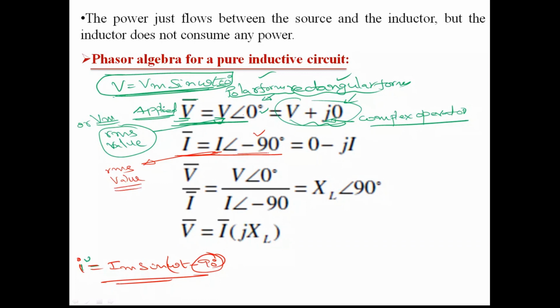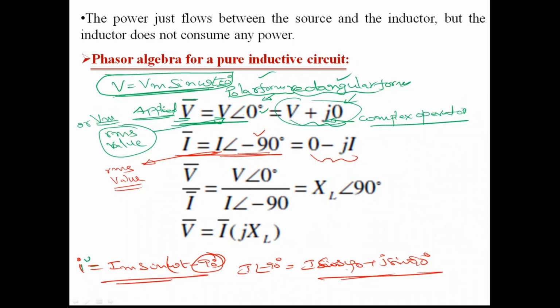Right. This is in the polar form, and in the rectangular form it can be represented as 0 minus j I. So polar to rectangular, as I said, if you want to convert from polar to rectangular, with I angle minus 90, this can be represented as I cos 90 plus j sin 90. Likewise, we can represent it as minus 90, j sin minus 90.